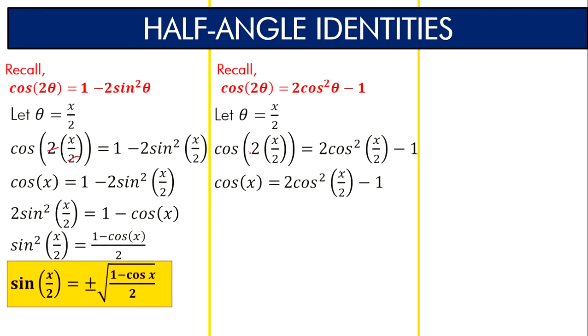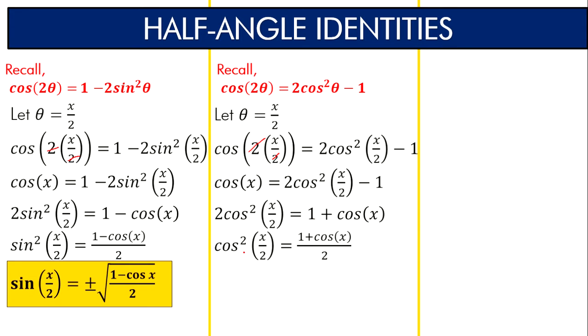Again, this one is cancelled, so we'll obtain cosine x is equal to 2 cosine squared x over 2 minus 1. Same procedure, let's combine it. Let's add 1 to both sides, and we'll obtain 2 cosine squared x over 2 is equal to 1 plus cosine x. Then divide both sides by 2, and we'll obtain cosine squared x over 2 is equal to 1 plus cosine x over 2.